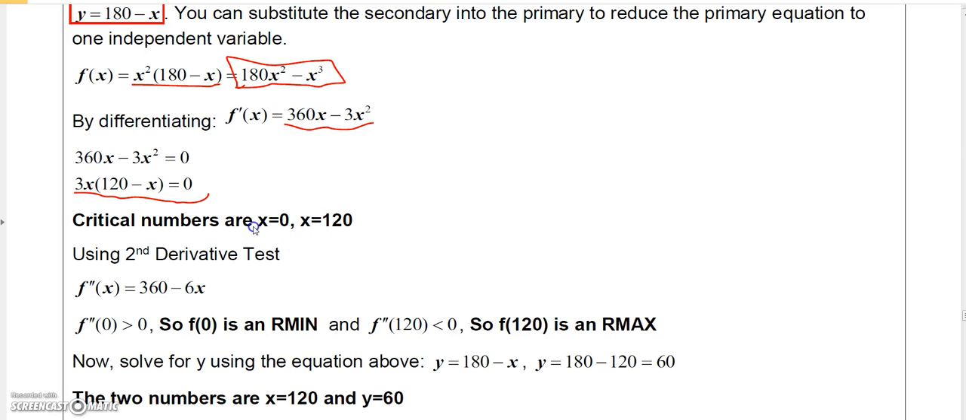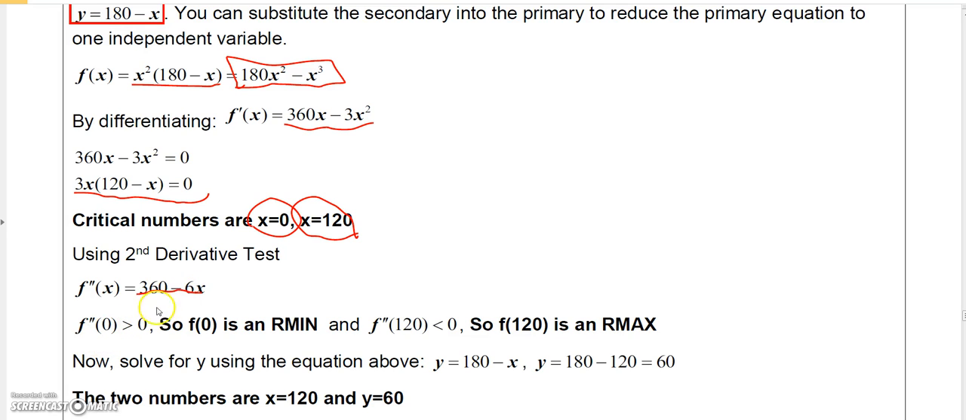Now, normally we would say, well, we probably know that 0 is not going to maximize that function, but let's go ahead and pretend like we don't. Let's use the second derivative test to test these two critical numbers and see which one gives me the maximum. So the second derivative, taking the derivative of this derivative, is 360 minus 6x.